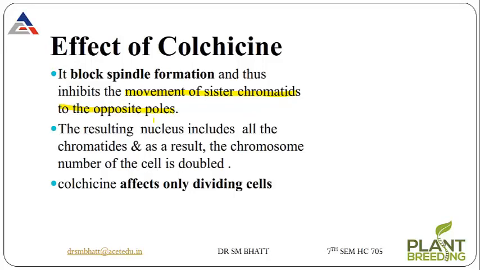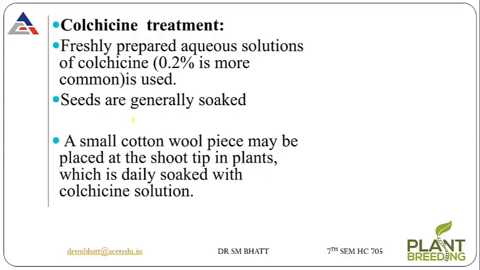So this results in aneuploidy. Colchicine is effective only in dividing cells. As a result, the chromosome number of the cell is going to double. If it is blocking spindle formation, then movement of sister chromatids is stopped. If they divide equally, 4 become 2. But if they are not moving to the opposite poles, 4 stay 4. That's why the chromosome number doubles.